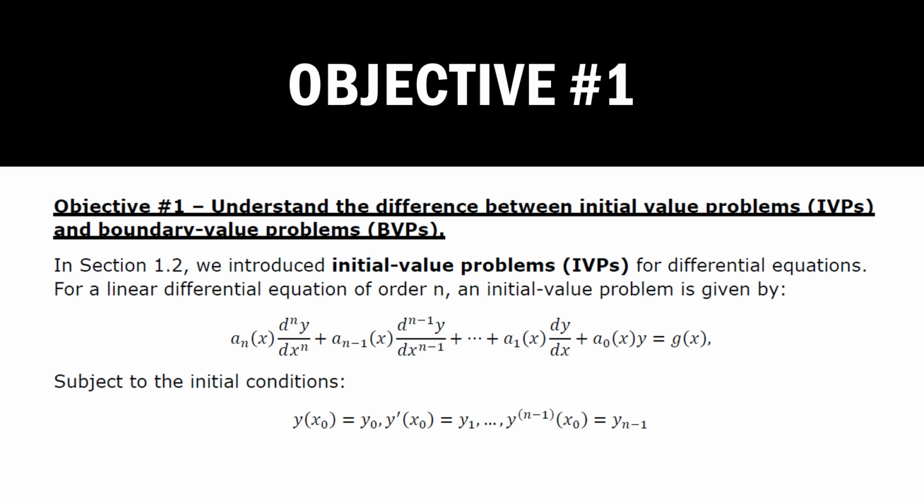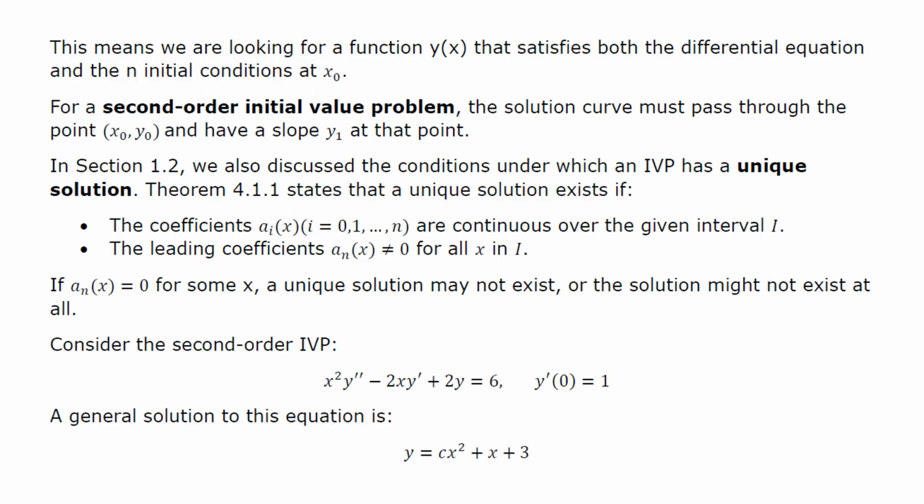And then we were given initial conditions. So we had y of x sub 0 equals y sub 0, and then we may have had y prime of x sub 0 equals y1, and so on and so forth. This means we are looking for a function y of x that satisfies both the differential equation and the initial conditions at x sub 0. For second order initial value problems, the solution curve must pass through a point x sub 0, y sub 0, and have a slope y sub 1 at that point.